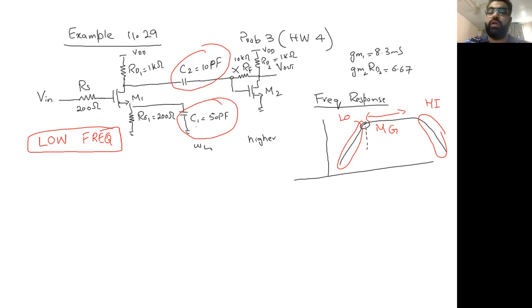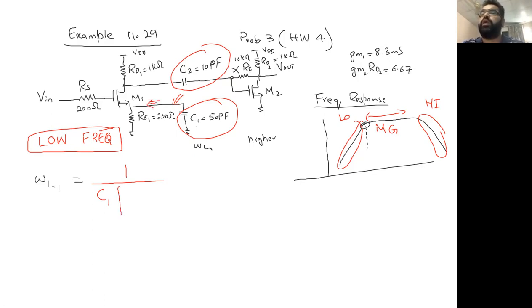So let's start with WL1. WL1 is pretty much straightforward. We have this node and we know the capacitance is C1. So we all are familiar with that. Whenever we have a capacitance connected to one node and the other point is grounded, we can just multiply that capacitance with the resistance seen at this point.